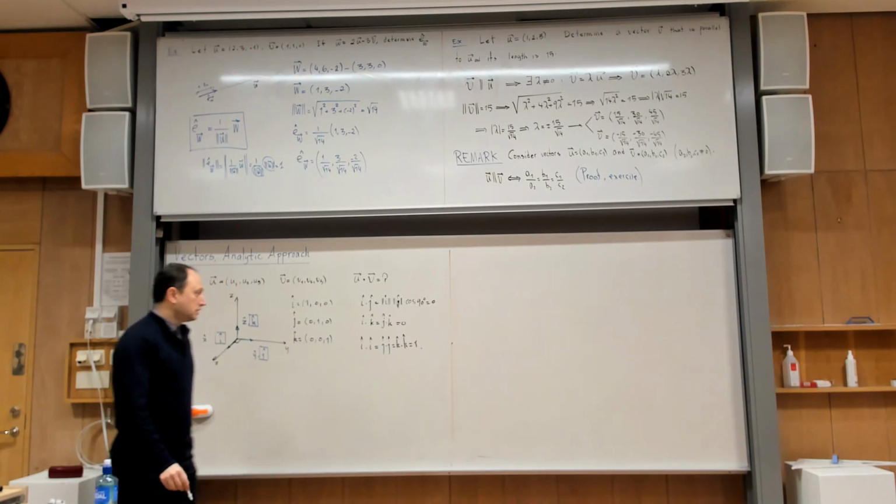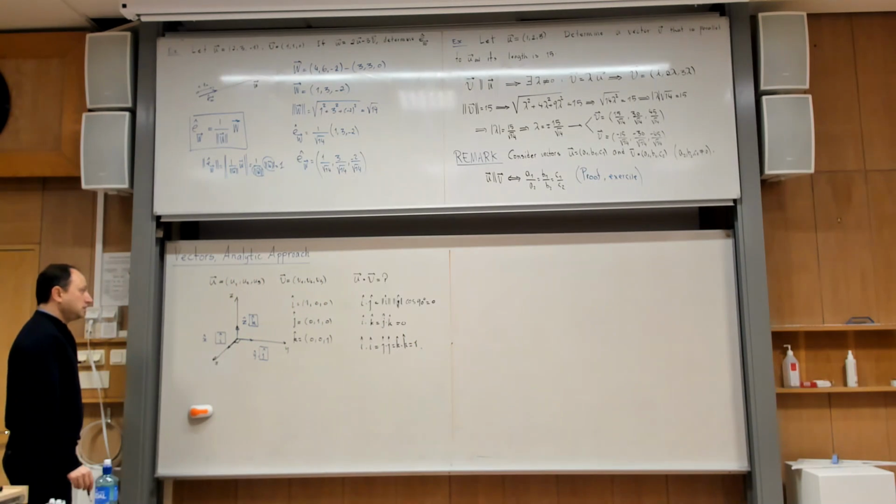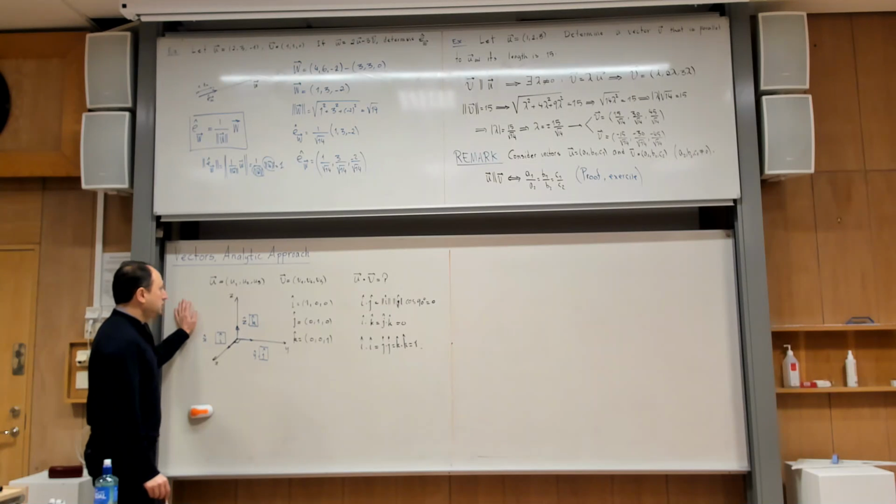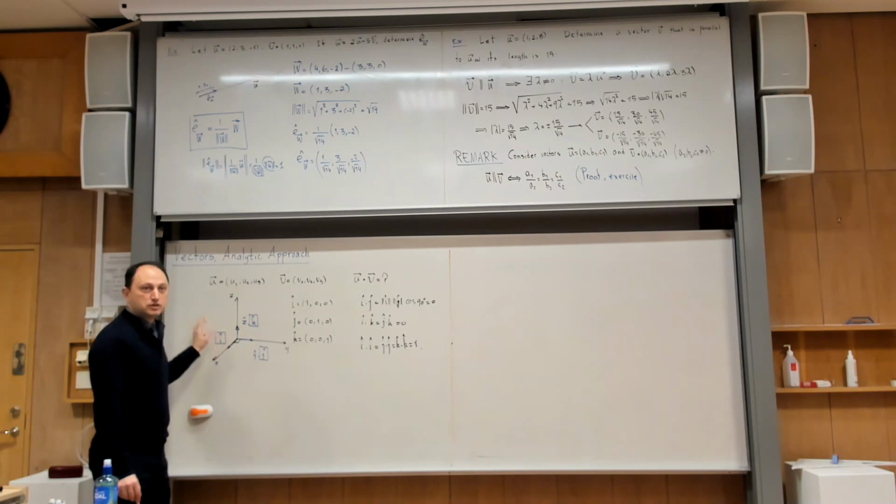Yes? So this is the relation among these three famous vectors of the axes. Okay. Now, why are i, j, and k so useful? Because every vector can be written as a linear combination of these three vectors.